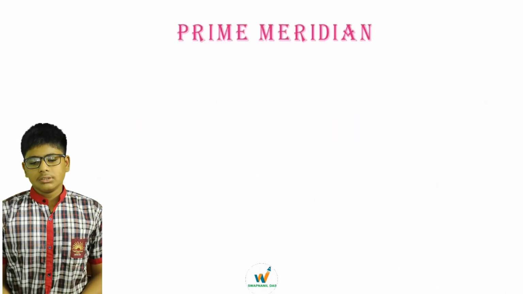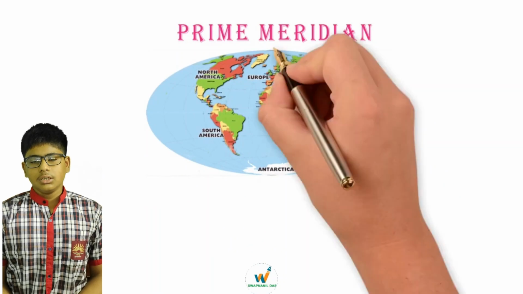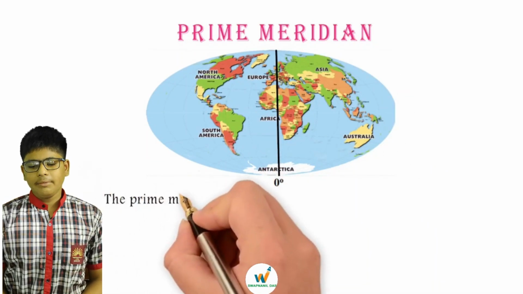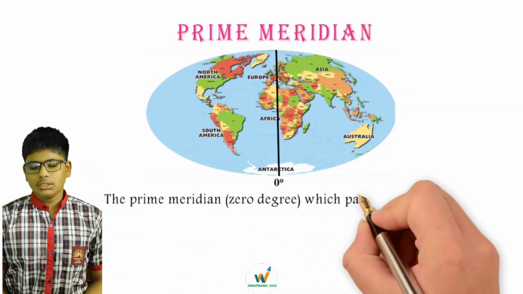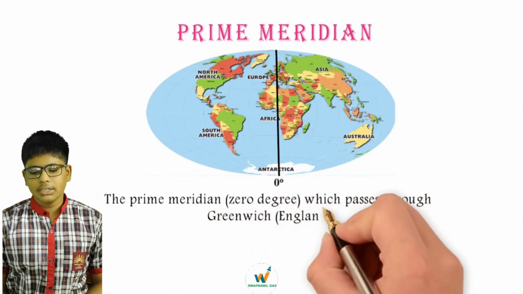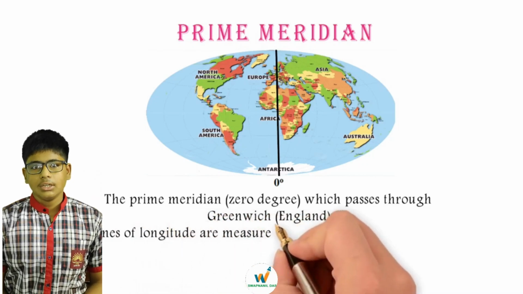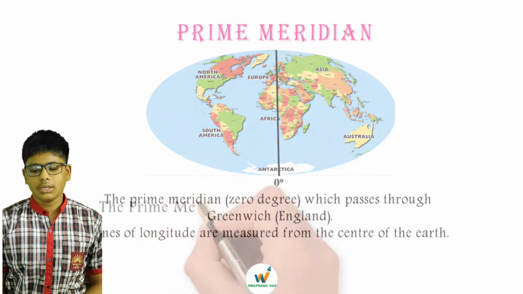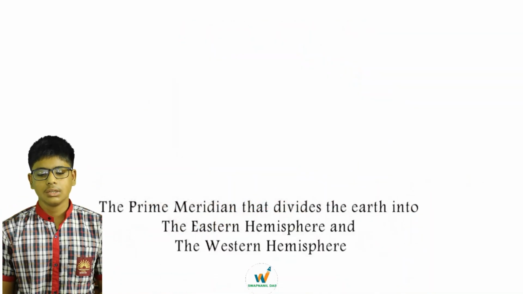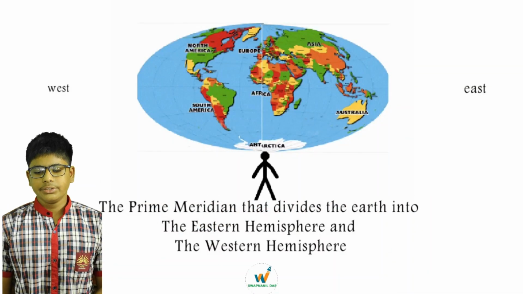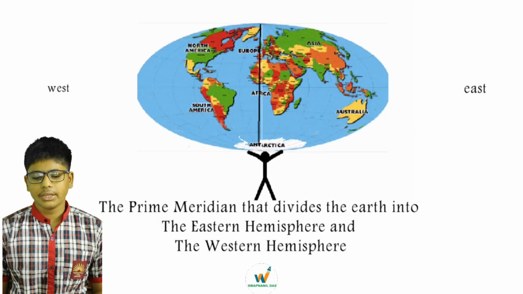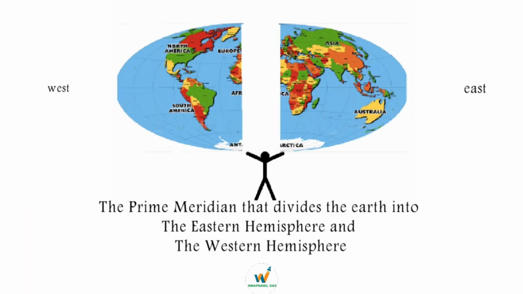Prime meridian. You can see the prime meridian in the image. The prime meridian is 0 degree, which passes through Greenwich in England. Lines of longitude are measured from the center of the Earth. The prime meridian divides the Earth into the eastern hemisphere and the western hemisphere.